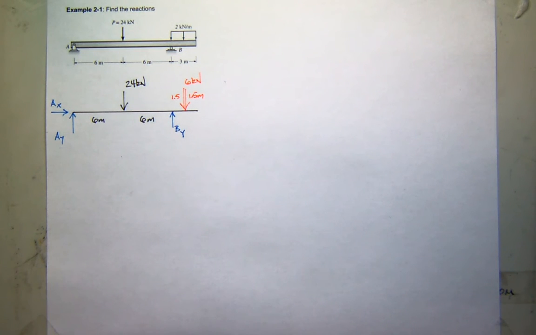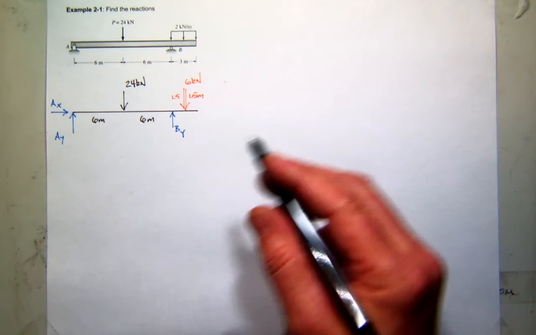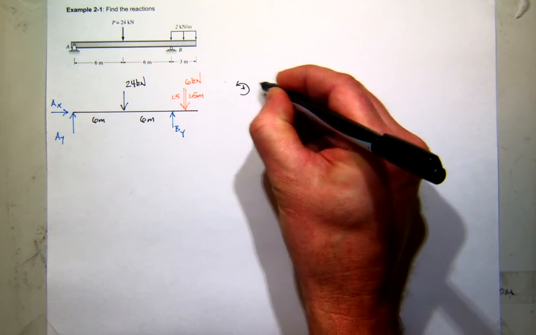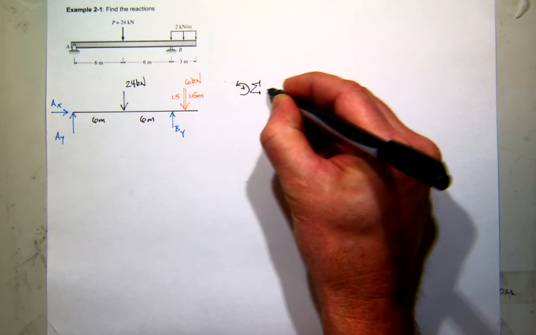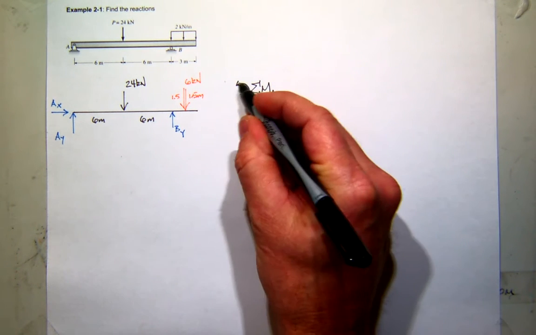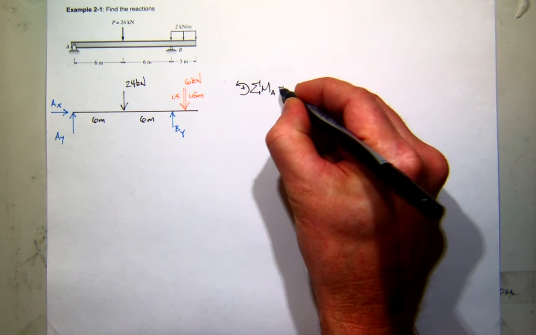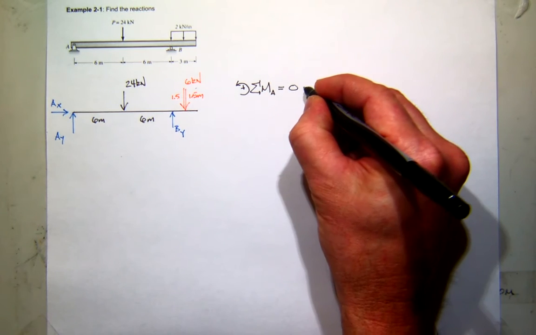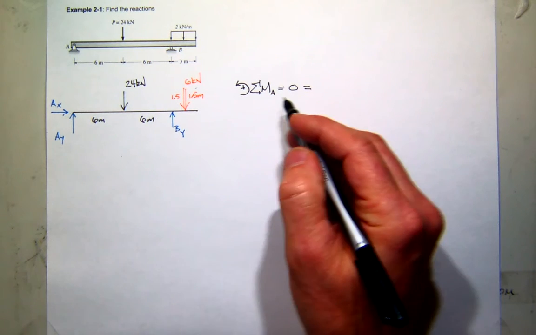So that's what we'll do. So I'm going to sum moments about A. Now, I always use the right-hand rule, which you might remember from statics, which is counterclockwise. So I'm going to sum moments at A using the right-hand rule as my sign convention. And here's the powerful statement: the moments are equal to 0. That's equilibrium. So now let's apply that relationship to this problem.